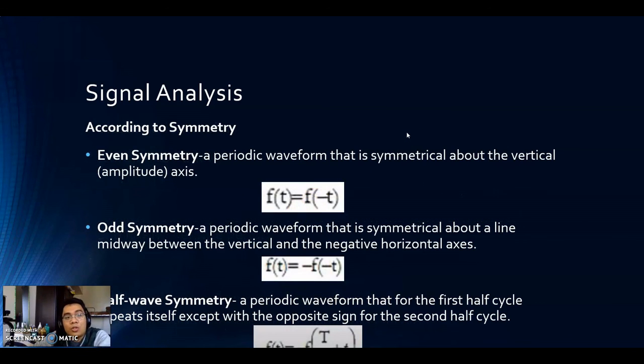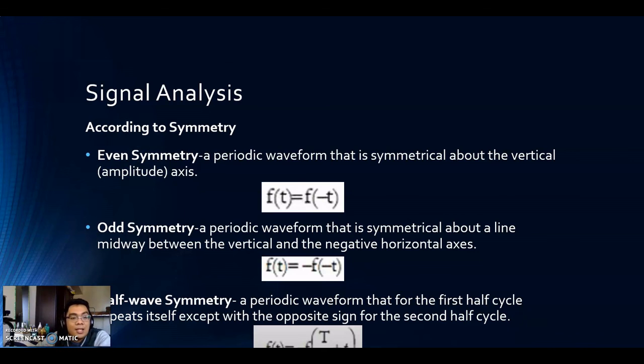And lastly, there is also classification according to symmetry. The first one is even symmetry. Even symmetry occurs when a periodic waveform is symmetrical about the vertical amplitude axis. That relationship is stated here, where f of t is equal to f of negative t. The second one is odd symmetry, a periodic waveform that is symmetrical about a line midway between the vertical and the negative horizontal axis, where f of t is equal to negative f of negative t.